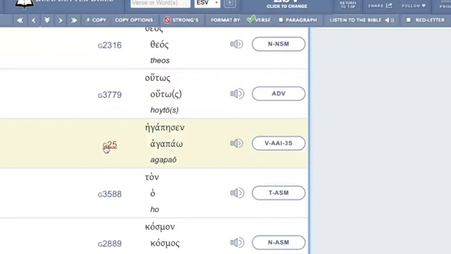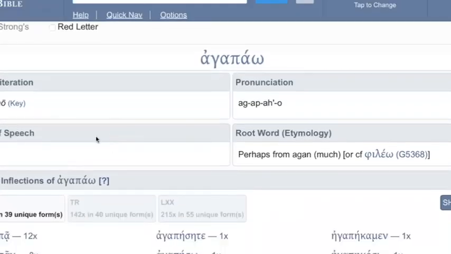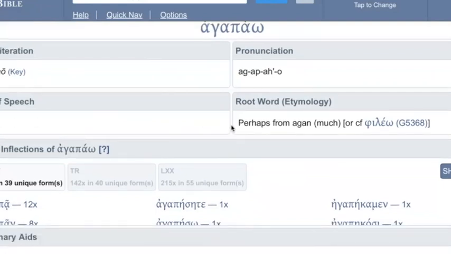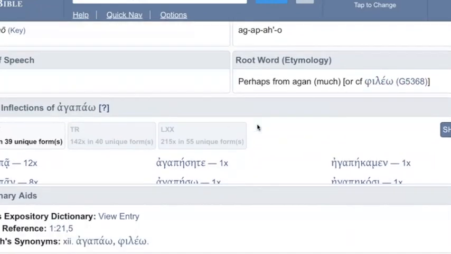It is Greek number 25. Click on that. All right, agapao. That gives a pronunciation. Strong's G25, agapao. Okay, it's a verb. It's kind of related to this word, but let's not worry about that.